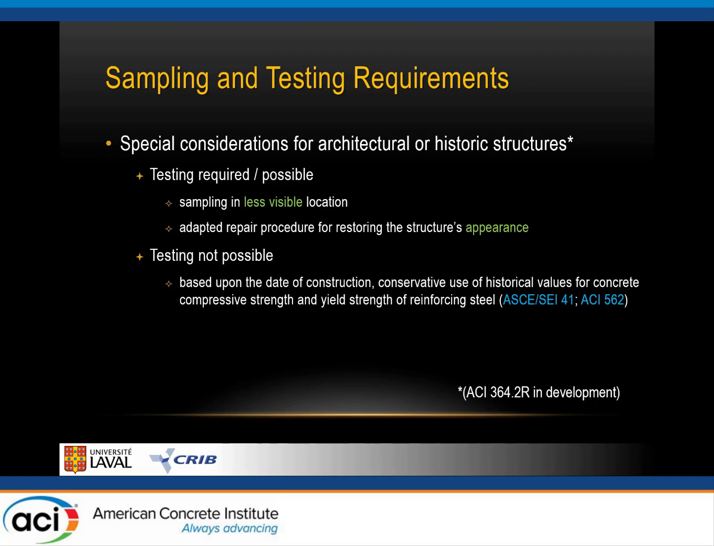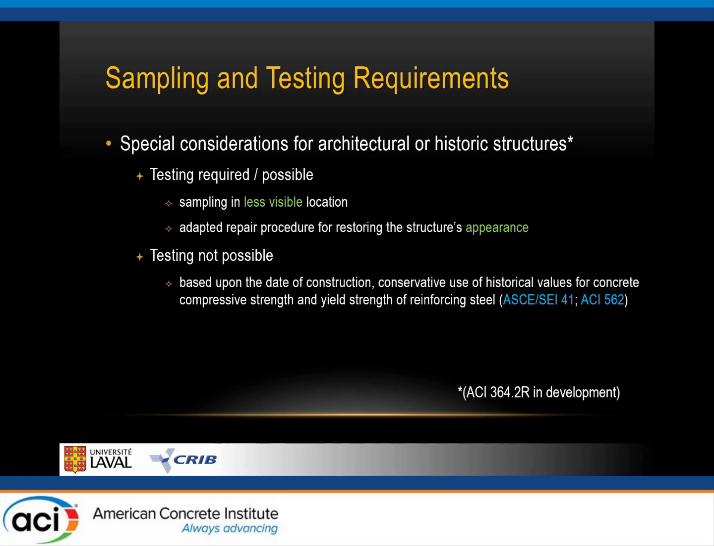And in some cases, testing will just not be possible. In those cases, there are documents like, for instance, ACI 562 and ACI 41, that provide some guidance on the way to collect data, depending on the year or the era the structure was constructed, to provide some representative data in order to perform a conservative evaluation of some of these elements or structures at stake.